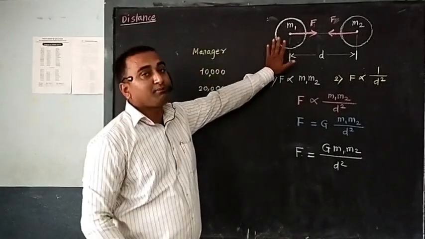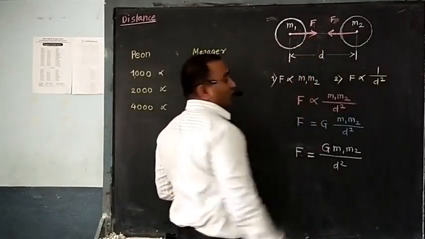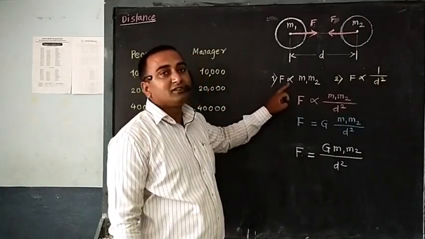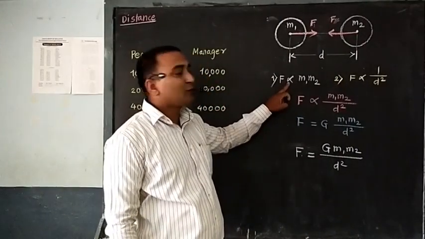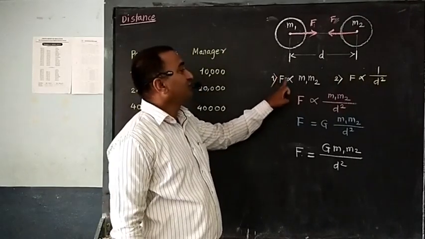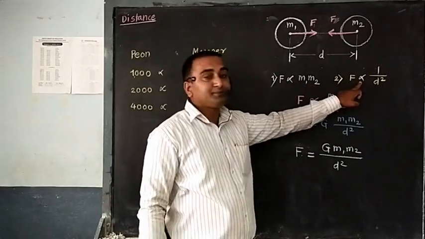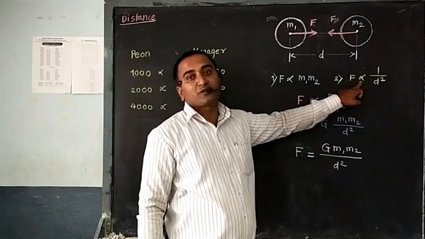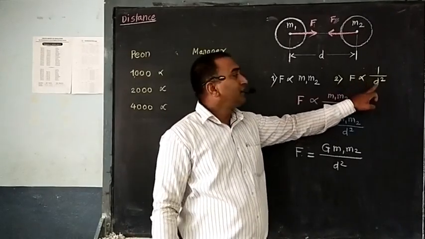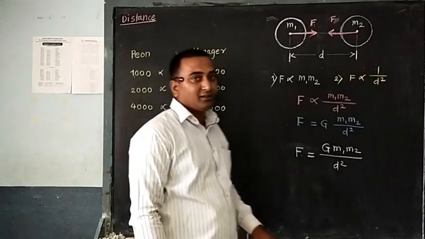So as a good example, we are discussing spherical objects. So this is the force between two objects. According to Newton's law of gravity, this force is directly proportional to the product of the masses of the two objects. So force is directly proportional to m1 and m2. Secondly, it is inversely proportional to the square of the distance between them. So F is inversely proportional to d square. That means force is proportional to 1 upon d square.